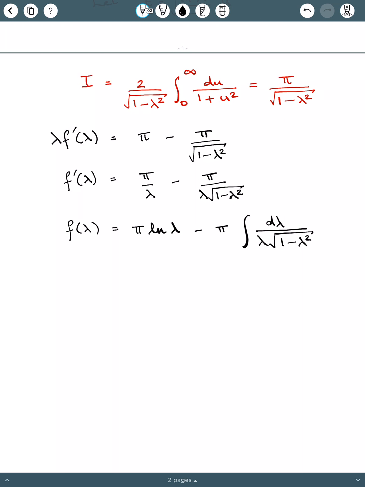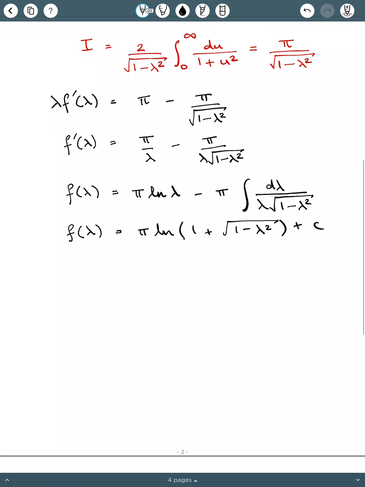Okay, so this integral is actually fairly standard. What we end up getting, skipping to the end, is pi times the log of 1 plus root 1 minus lambda squared plus a constant of integration. Okay, so if you don't believe me, differentiate that and you should get this function up here. Okay, so what is C?